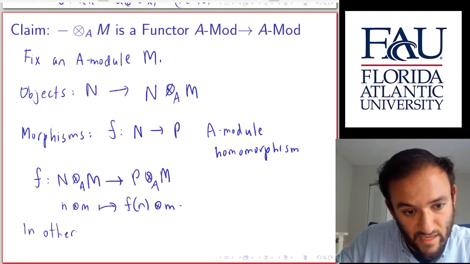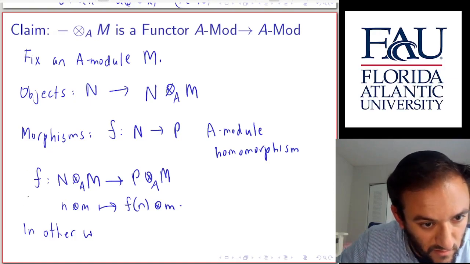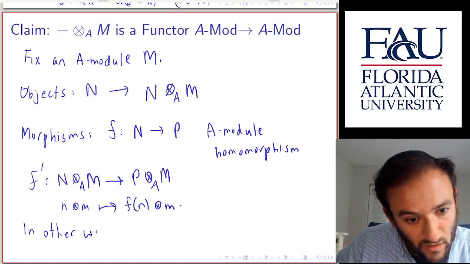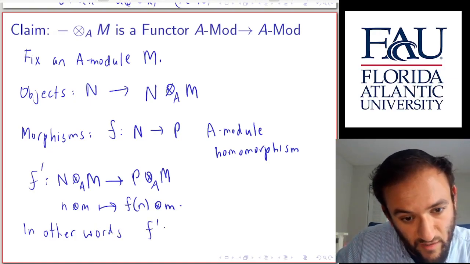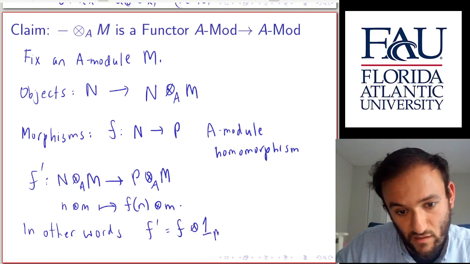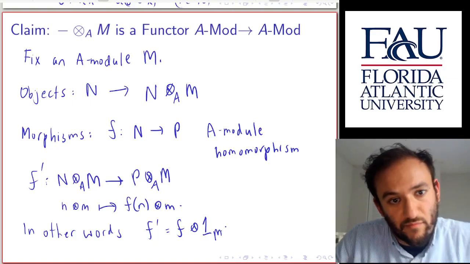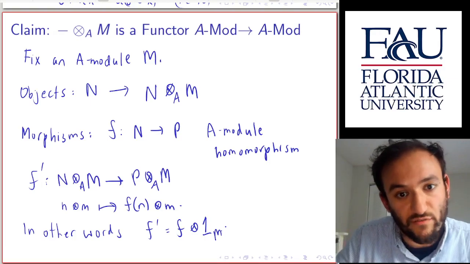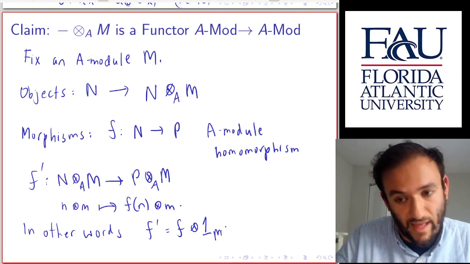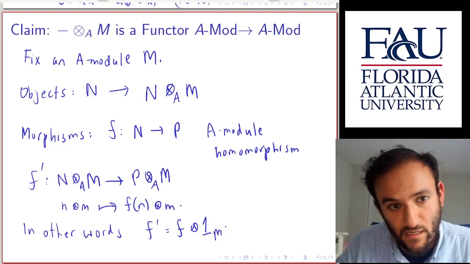Let's call this F prime. In other words, F prime is essentially F in the first coordinate and the identity map in the other coordinate. Okay? And this is a functor from the category to itself. And like the hom functor, we're going to want to explore some of its properties.